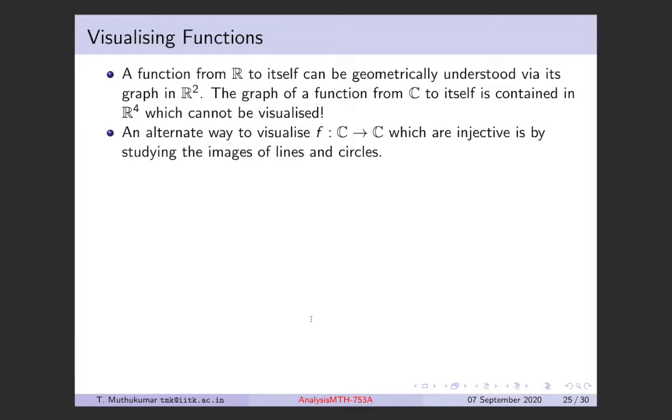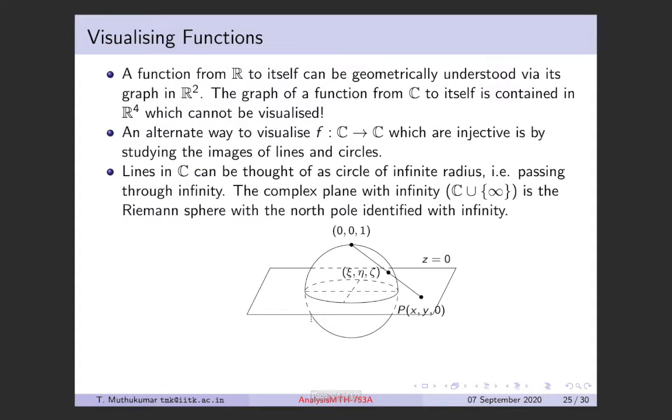And when we say line and circle, in fact when we say line, we can also think of a line as a circle passing through infinity. You can think of a line as a circle with infinite radius. Okay, how do we see that?